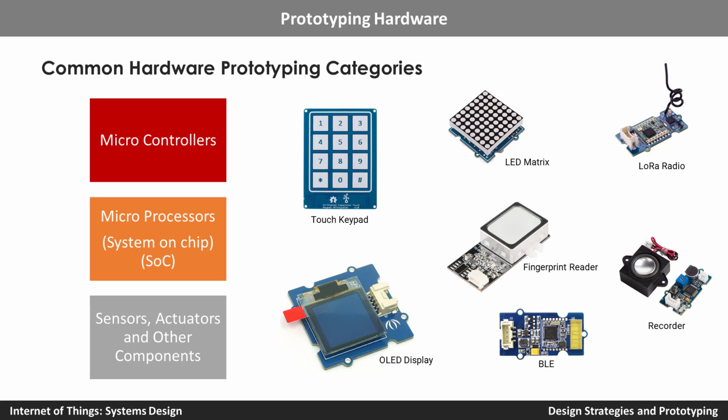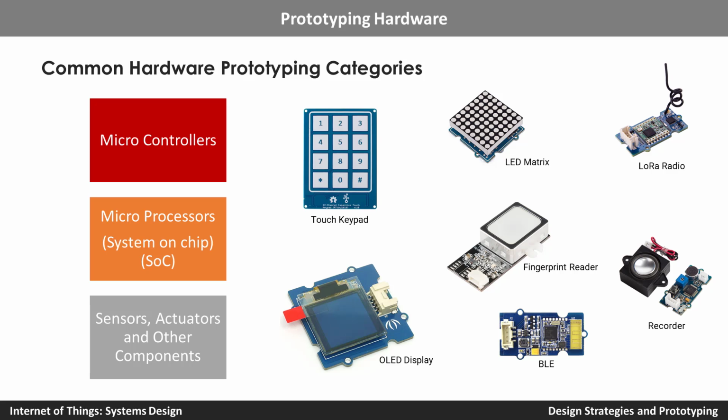IoT hardware can be categorized into three common categories: microcontrollers, microprocessors, which we also call a system on a chip, and then the other peripherals such as sensors, actuators, and other components. So these are the three distinct categories you are going to see when you are prototyping an IoT solution.